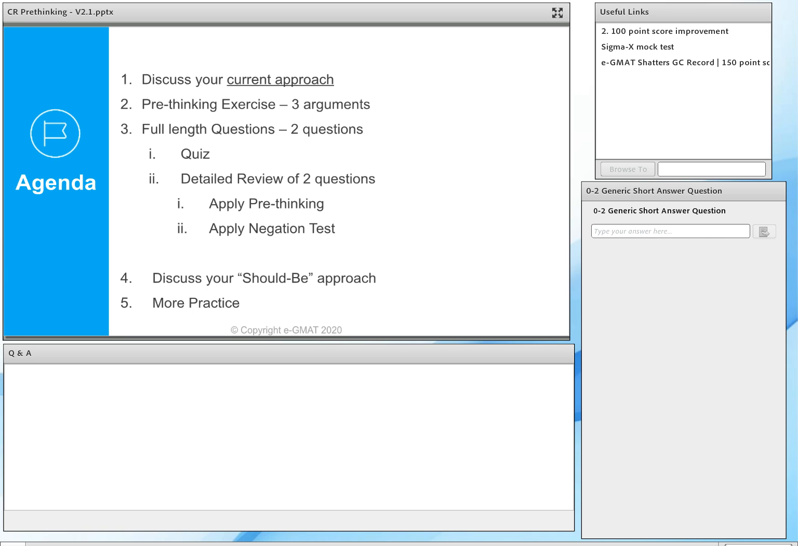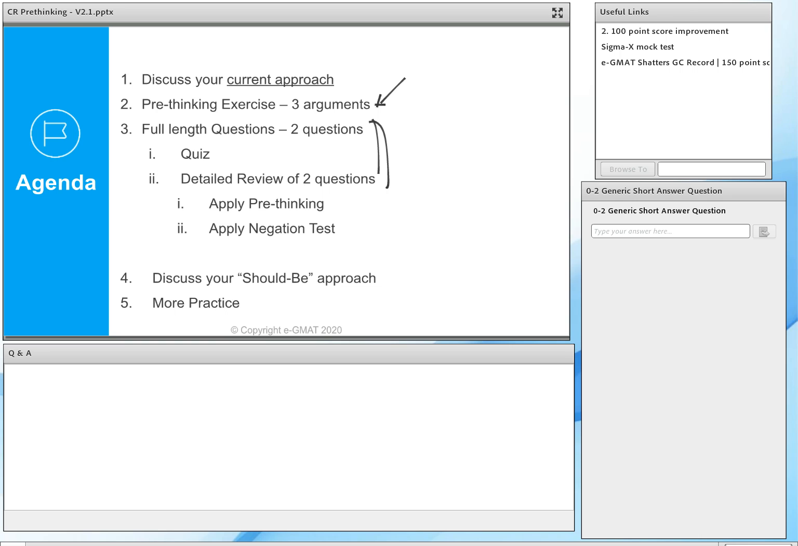Then we're going to do a pre-thinking exercise. Think of it as understanding the foundation of pre-thinking, starting from a warm-up to solving a couple of intense arguments. So this is that warm-up over here, going from warm-up to intense, and then applying that to 2 difficult questions. Remember, our agenda was to prove to you how you can use pre-thinking to answer some of the most challenging questions.